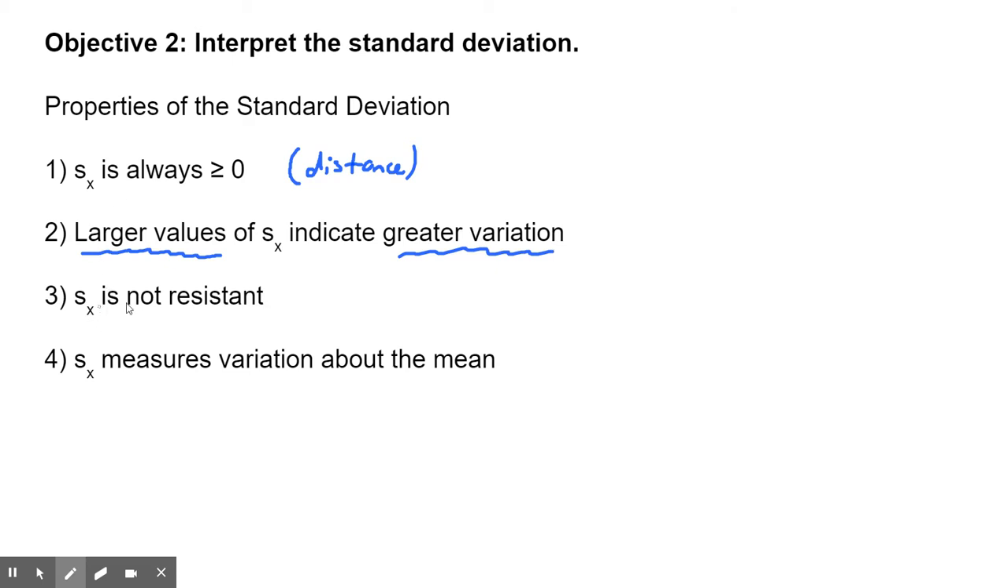Next, the standard deviation is not resistant. It's not resistant. Again, it's related to the mean, right? If you look at the formula, it involves every single value in the data set. So even the big ones and the small ones that could be outliers are going to affect the standard deviation. And last but not least, it measures the variation about the mean. Again, it is related to the mean. So if you use the mean, you use the standard deviation and vice versa.